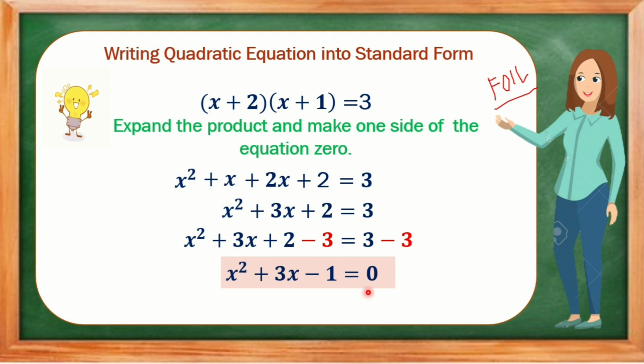So ito na yung standard form of quadratic equation natin. We have x squared plus 3x minus 1 is equals to 0. So since naka-standard form na siya, madali na natin ma-identify o madetermine yung value ng a, b, and c. So, ang a natin, ito yung numerical coefficient ng x squared natin, which is 1. And then, yung b natin, 3. Ang constant term natin is negative 1.